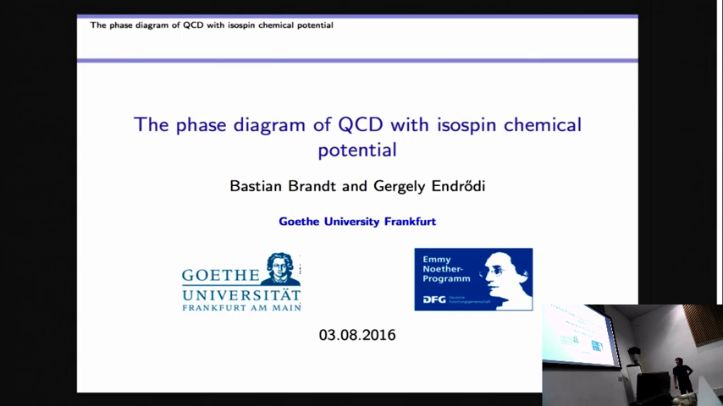So I will be speaking about the phase diagram of QCD at finite isospin chemical potential, and this is recent work done together with Dirac, and he actually got his ME Newton group for that, so that was the reason why we could recently in Frankfurt.